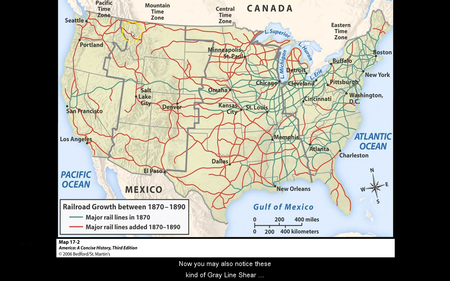Now, you may also notice these gray lines here that divide the time zones. Fun anecdote is the time zones only exist because the railroad companies needed to be able to let people know when trains would be going and arriving. And so time zones were created to make sure that people knew how to do that.